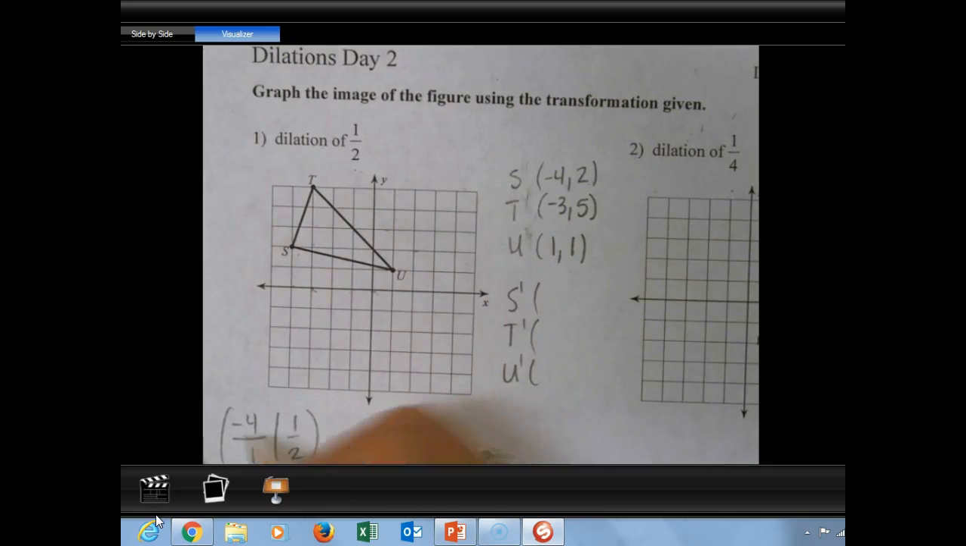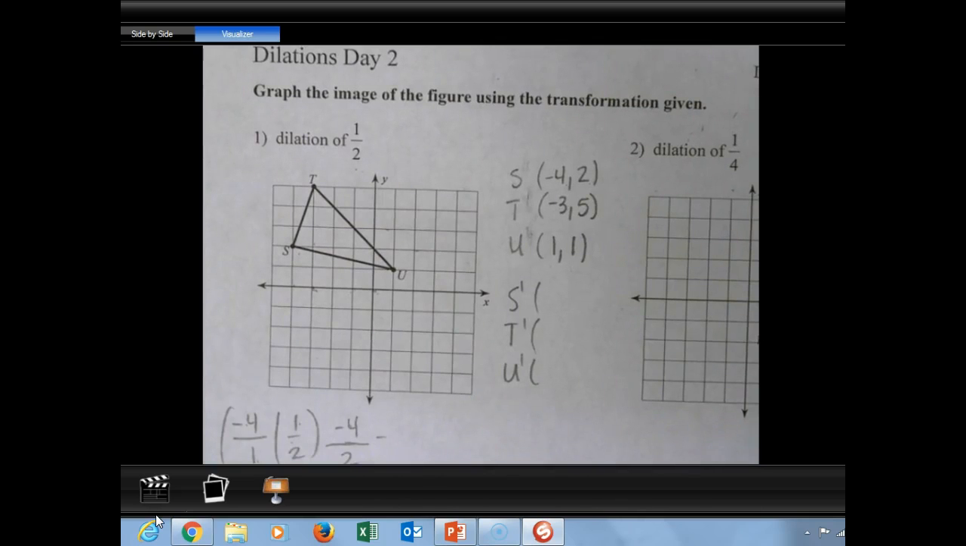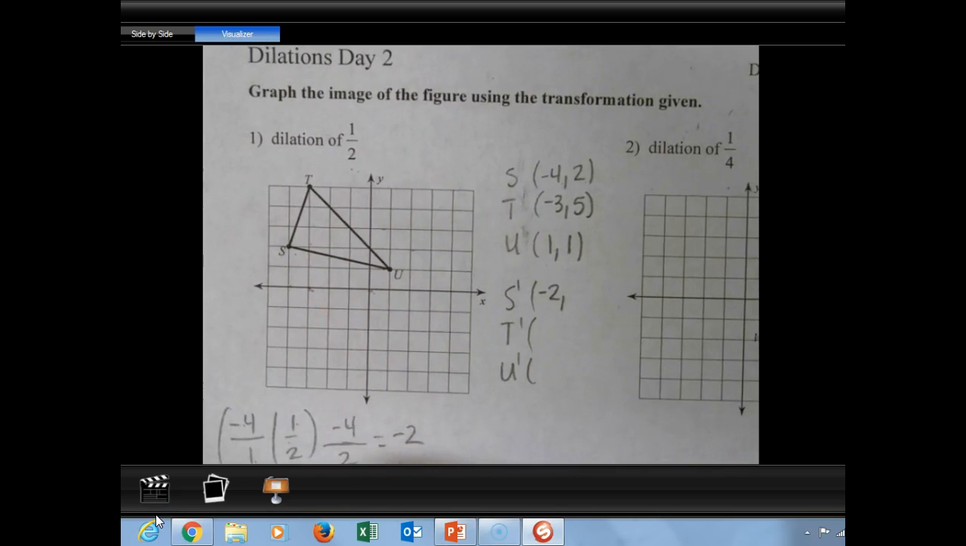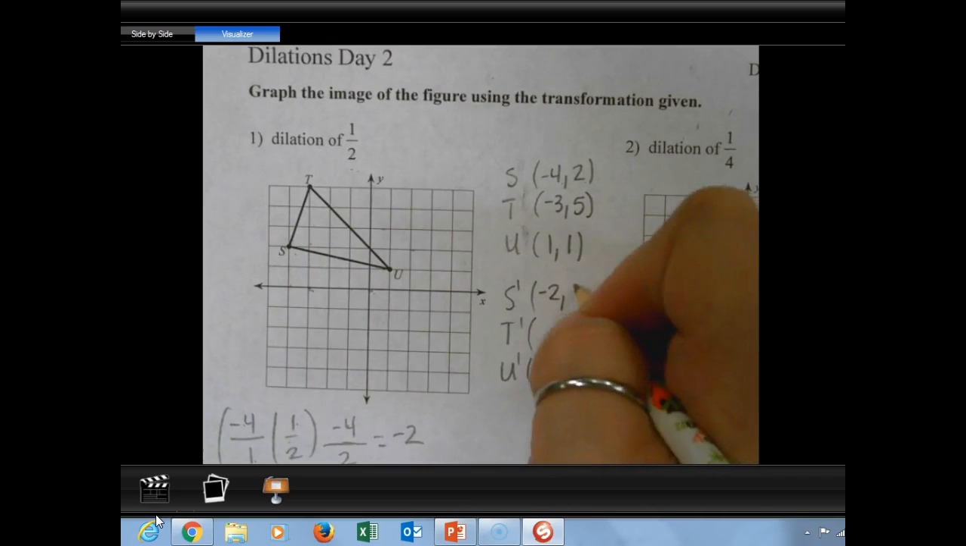Okay, so what is that? What does -4 times 1 become? And what does 1 times 2 become? 2. What is -4 divided by 2? My X is -2. Now I'm going to do 2 over 1 times 1/2. What is 2 times 1? What is 1 times 2? What is 2 over 2? That's correct, 1. We're dividing.